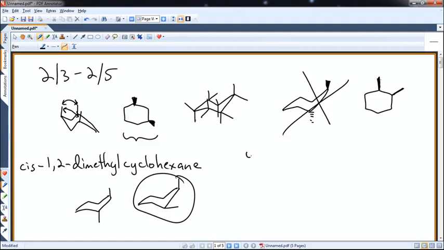That's what I mean when I say up is axial, up is a wedge, up is equatorial, up is axial, up is a wedge, up is equatorial, and so on, right? That's what I'm talking about. I'm talking about if you smash it down, which way does the group point? Does it point up or does it point down?